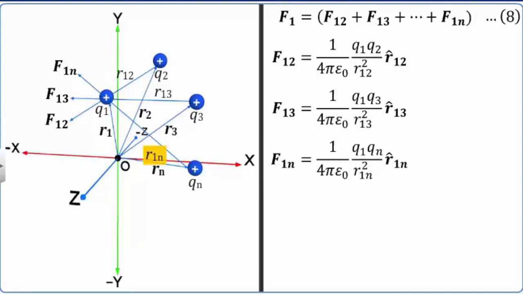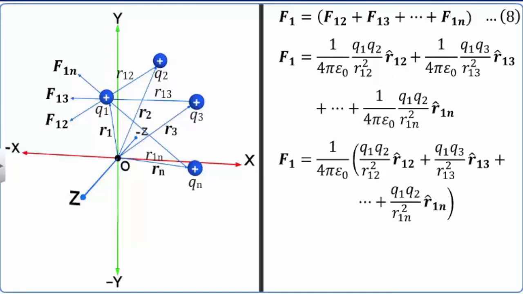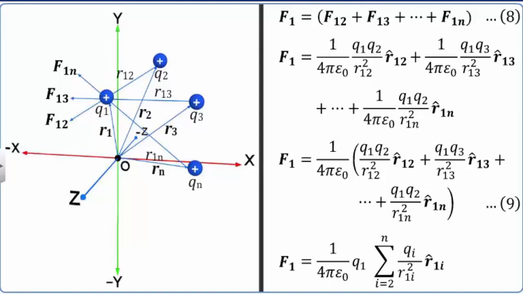R1n is the distance between Q1 and Qn and R1n cap is the unit vector in the direction of the force F1n. Now, using F12, F13, F1n in the principle of superposition, we have F1 as in equation 9. Thus, net electrostatic force on Q1, F1, is equal to 1 by 4 pi epsilon naught into Q1 into sigma i equal to 2 to n, Qi by R1i square into R1i cap. Let this be equation 10.